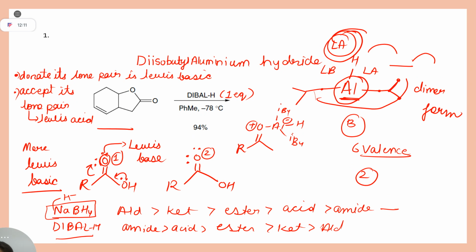And how can it reduce that charge? By delivering hydride. In this way, first it forms a Lewis acid-base complex, O-Al isobutyl, and here it transfers hydride. After hydrolysis, you get the product. So I hope the mechanism of DIBAL-H is clear to everyone. Yes or no?